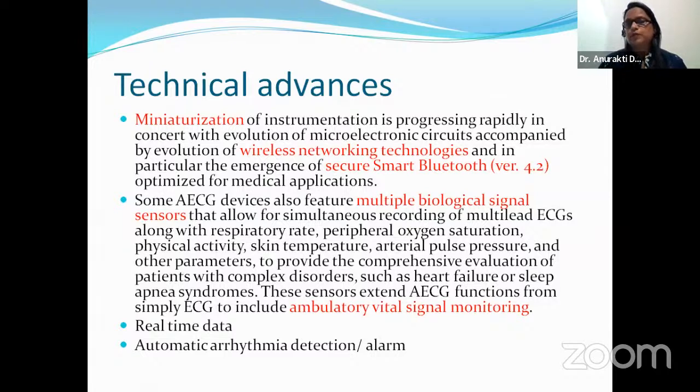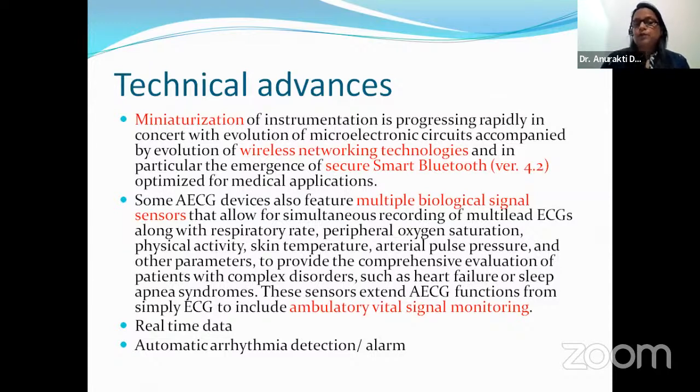So apart from ECG, they can record your respiratory rate, oxygen saturation, your physical activity, temperature, your pulse pressure, and other parameters. So if you're looking at a patient who's sick, who requires other evaluation as well, it is kind of ambulatory vital signal monitoring, which is also possible from modern day devices.